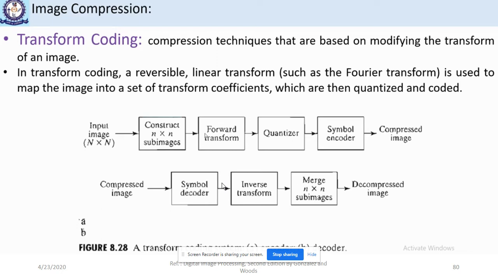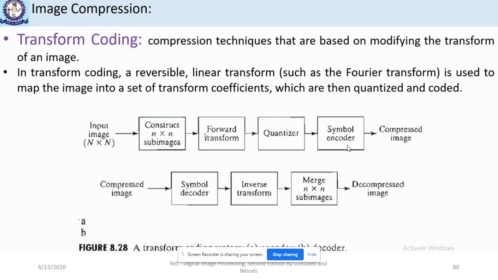Whatever data we get here, we perform the inverse transformation on it. The inverse of the Fourier transform is the inverse transform, and it is done for all the sub images. Those sub images are then merged to get the original n cross n decompressed image. This is how we perform compression and decompression in transform coding. Hope this is clear to you.